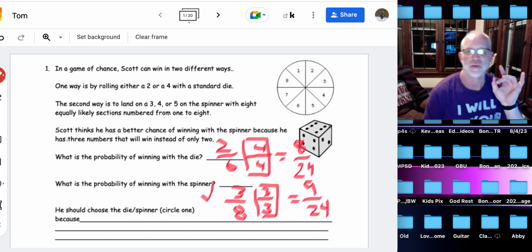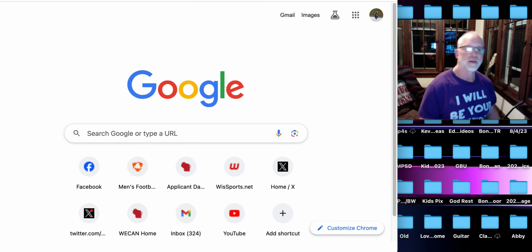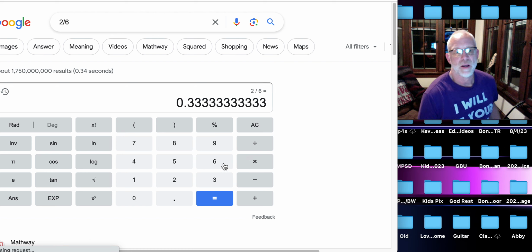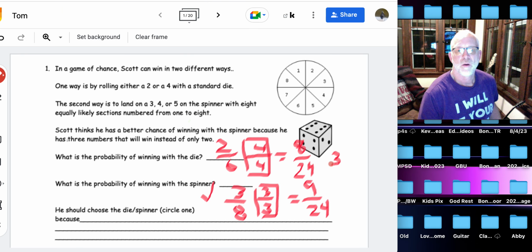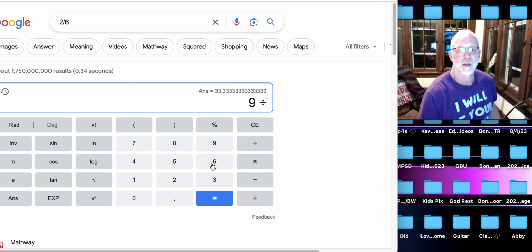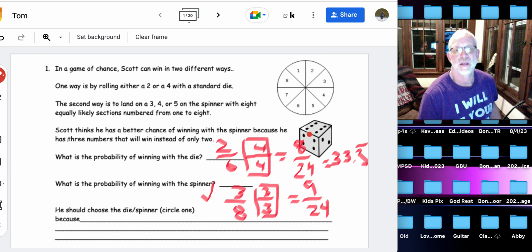And then I saw other people do this. They went 2 divided by 6, and they said that was 0.33 or 33.3%, repeating 3. And then they went 9 over 24 is 37.5%. And that's just another way of saying, yeah, this one's better, 37.5%. So that's how we know that the spinner is better.